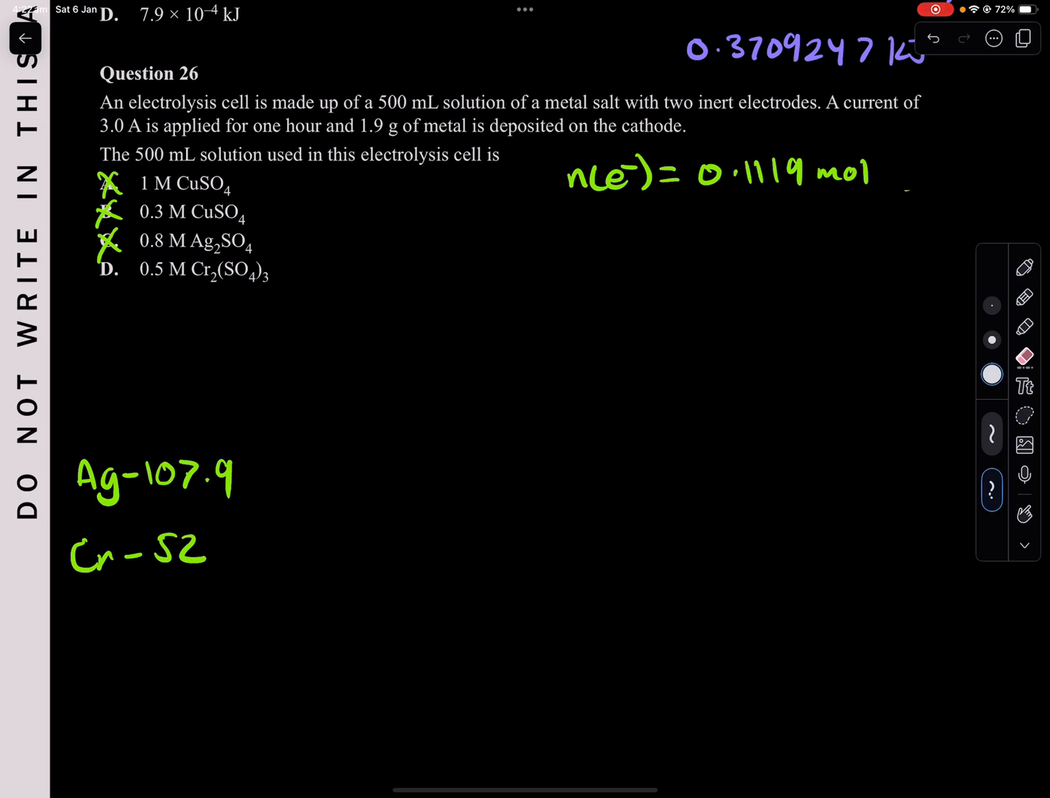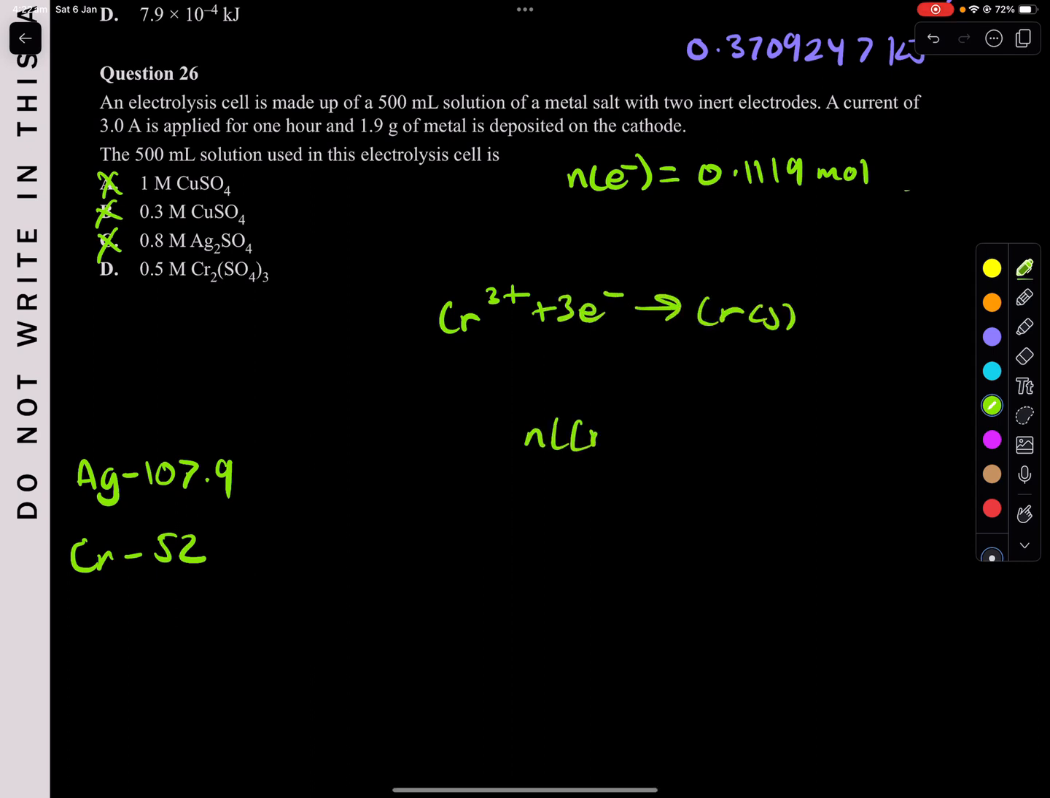Chromium looks like the only answer left, so let's try chromium lastly. Chromium: Cr3+ plus 3e- goes to Cr solid. The number of moles of chromium is going to be 1.9 divided by 52, and so we get 0.0365 moles. Remember, it's a 3-to-1 ratio, so to get the number of electrons, it's going to be 3 times this here.